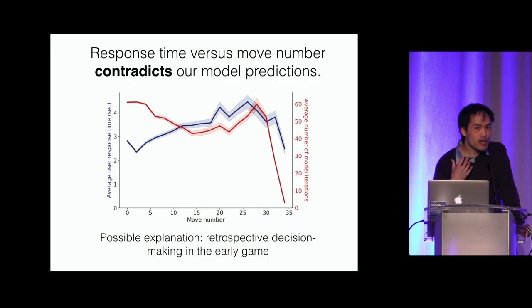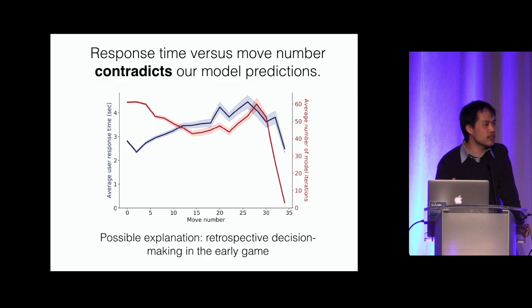And if you just introspect a little bit, you understand why. The model is predicting that on an empty board, you build a giant tree because you have no features whatsoever. So it takes a lot of iterations before you actually have features that allow you to distinguish between moves, right? Whereas a human, they would just say, OK, it's an empty board.